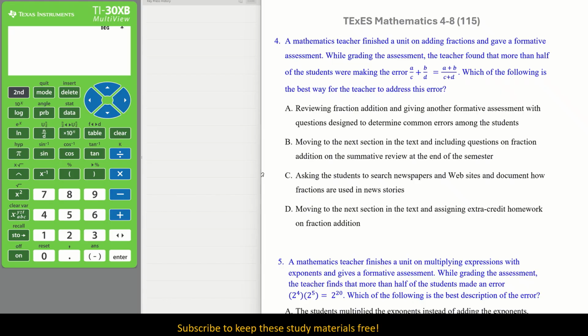Let's look at A. Reviewing fraction addition and giving another formative assessment with questions designed to determine the common errors among the students. Okay, yes, I like that for two things. Let's look at the first one. They're going to include a review of the primary topic, which includes what the error was. And then giving another formative assessment, exactly, which is correct. I like that. But I would call that part of any formative. You could move on and still have it.